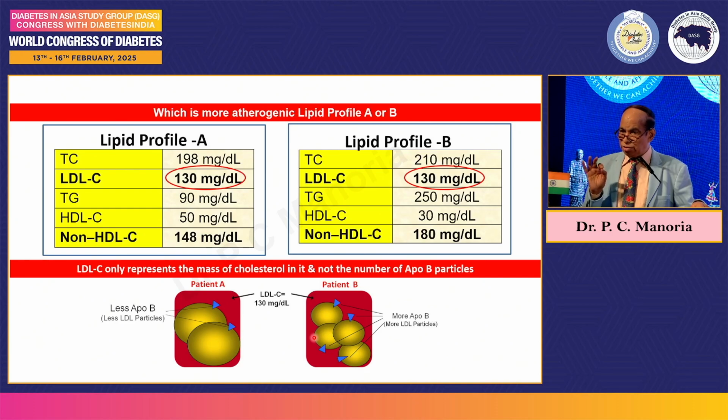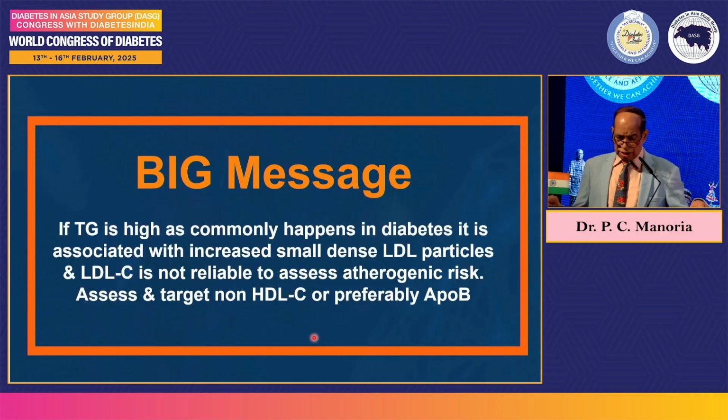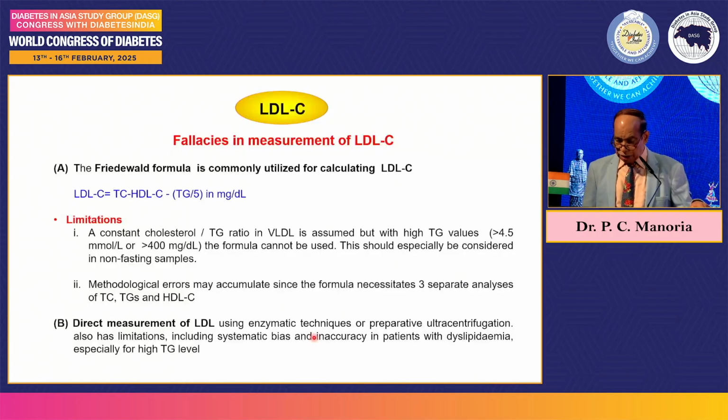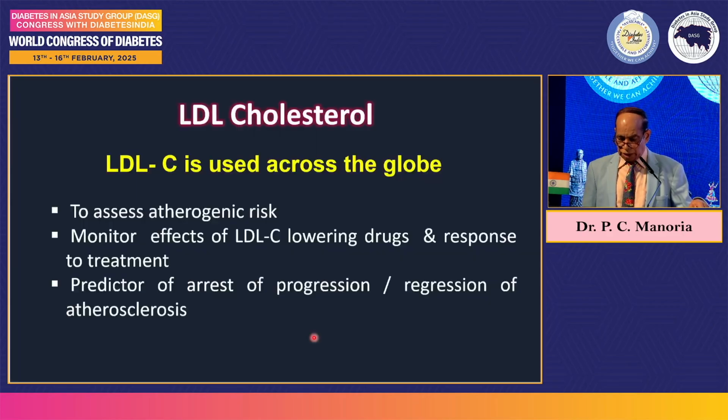So in a patient with hypertriglyceridemia, you should not estimate the atherogenic risk by LDL. The big message is, if triglyceride is high, as commonly occurs in diabetics, it is associated with an increased number of small dense LDL, and LDL cholesterol is not reliable to assess the atherogenic risk. Assess either non-HDL cholesterol or preferably ApoB. Indirect estimation is associated with fallacious results if triglycerides are more than 400, so usually we prefer direct LDL estimation.